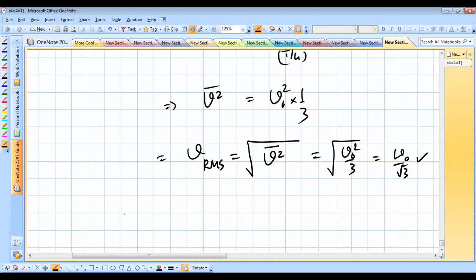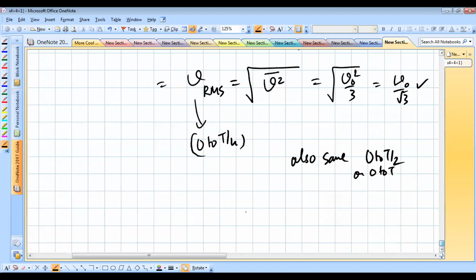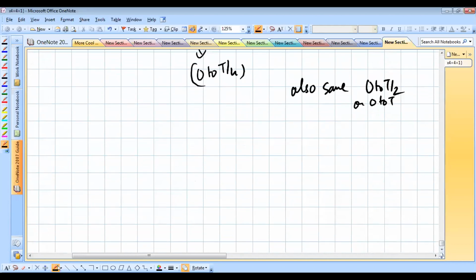Now it's actually true here that this RMS we have calculated from 0 to t by 4 only, but it is also the same for 0 to t by 2 or even 0 to t or any large interval of time, because while the voltage time graph is a little bit up and down, when you square it, you'll see it's very symmetrical. You look at the voltage time graph, it's the same between all these time intervals.